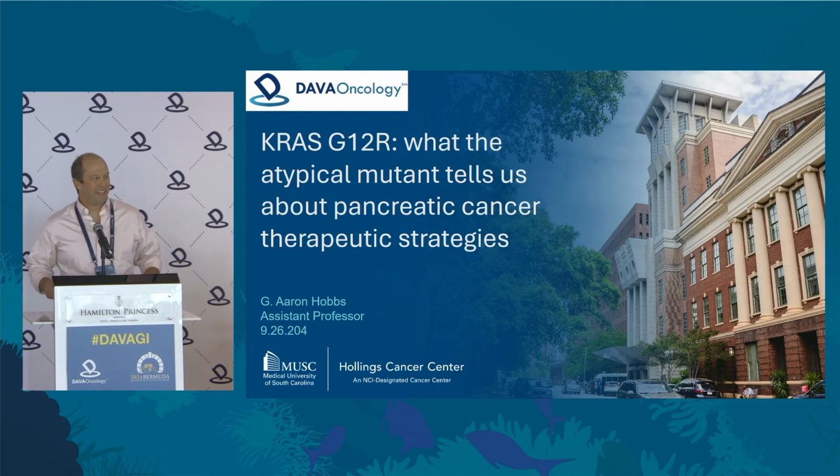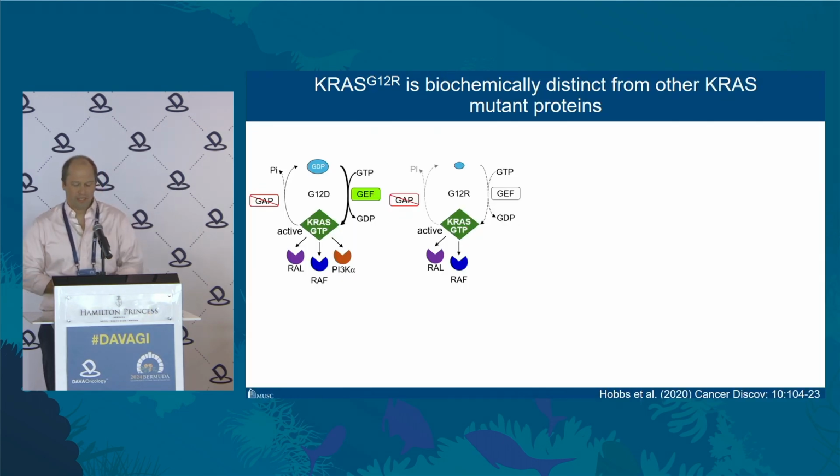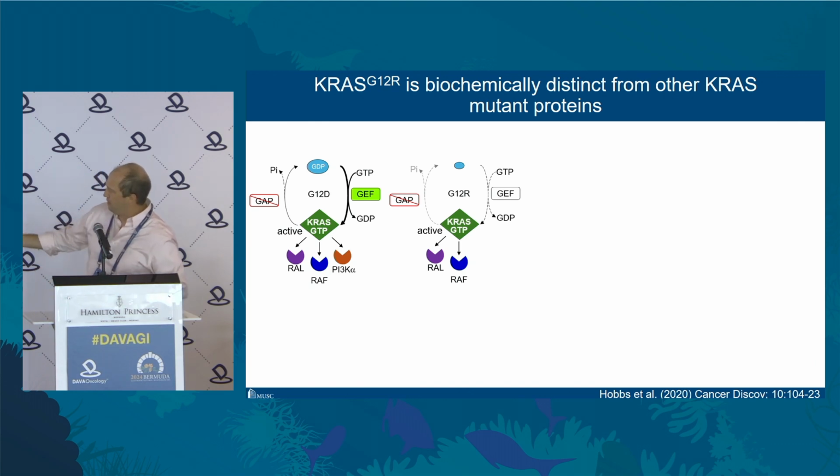So I'm going to extend what I discussed in the first talk again with G12R and pancreatic cancer. Now we're going to focus this talk on what the atypical mutant tells us about pancreatic cancer therapeutic strategies. Again, you saw this slide a little bit earlier, and I want to highlight again the biochemical defects of G12R are unique relative to other RAS mutations.